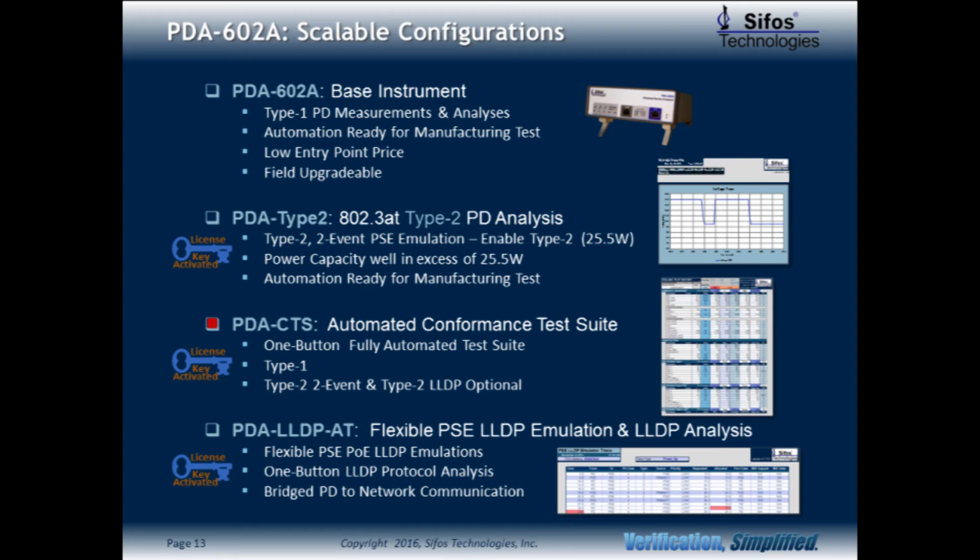The conformance test will test Type 1 PDs, and if the instrument is licensed for Type 2, it will also test Type 2 PDs. Finally, the PDA600 can be upgraded to support PD LLDP testing and analysis. This feature requires the Type 2 license, and it also enables LLDP powered on testing in the PD conformance test suite and LLDP power negotiation during load monitoring.